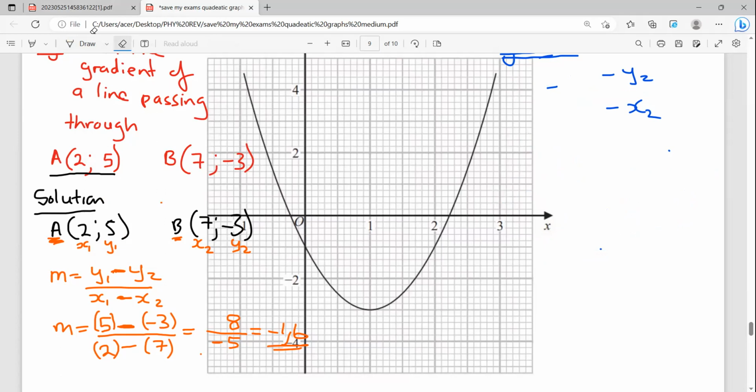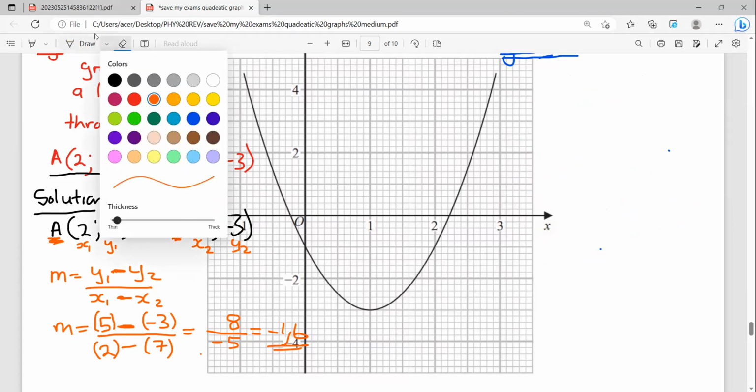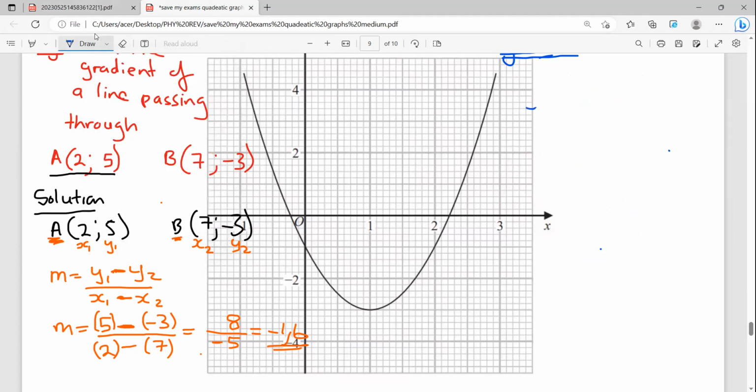And then we'll write example 2 here. Okay, blue example. So example 2.